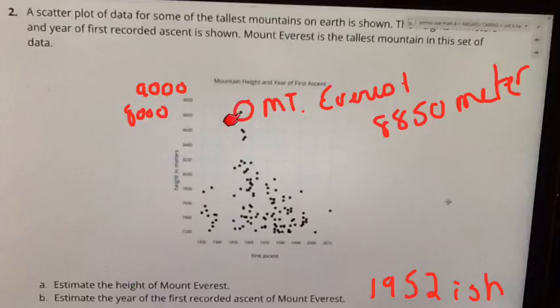So it says estimate the height of Mount Everest. And so it's between the 8,800, I wrote 8,000, but it's actually 8,800, I will fix that, and 9,000, but it's not halfway between. Between 8,800 and 9,000 is 8,900, but it's not quite to 8,900 because it's not halfway. And so I guessed that it was about 8,850 meters.